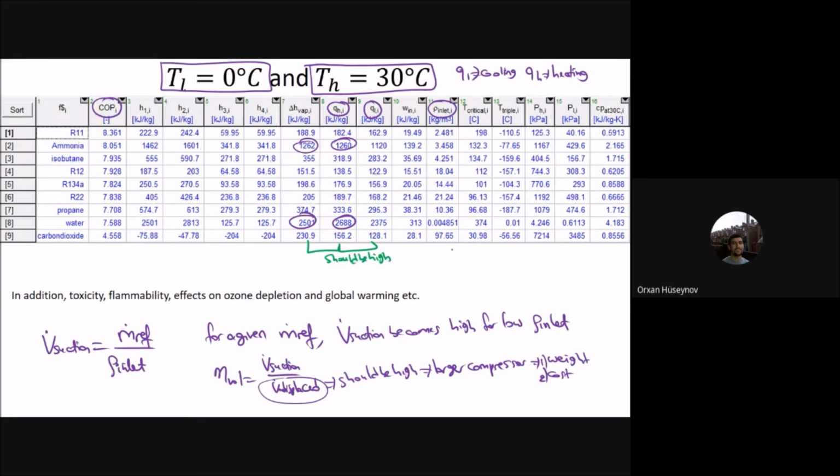Okay, and also this density value here should be high. Okay, good. Now the work required for the compressor should be low. That is desired. Okay, now comes the critical point and the triple point. I will talk about this one.